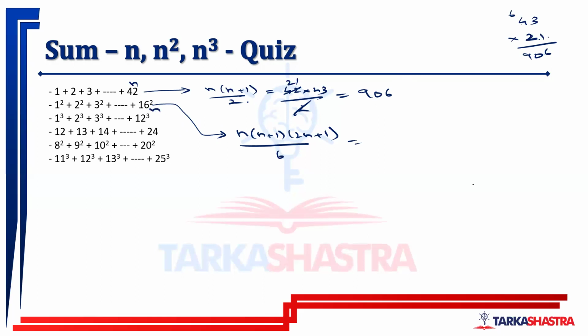Extremely sorry. In this case, my n is 16. So 16, then 16 plus 1 will become 17. And then 16 into 2 is 32, plus 1 will become 33, divided by 6.